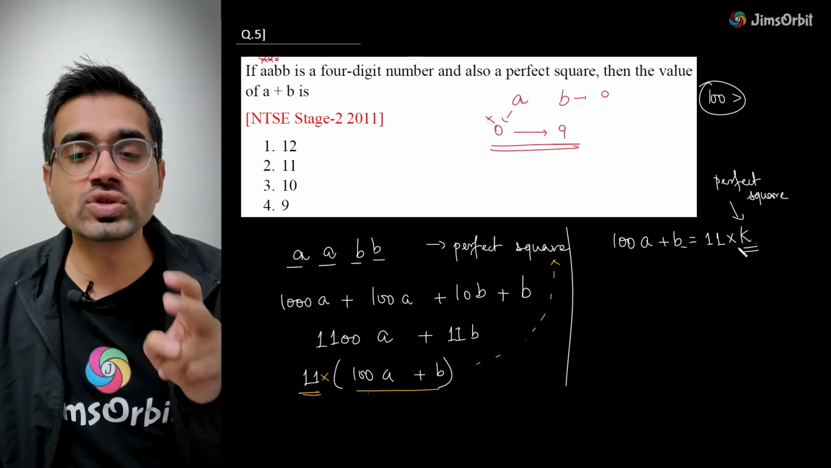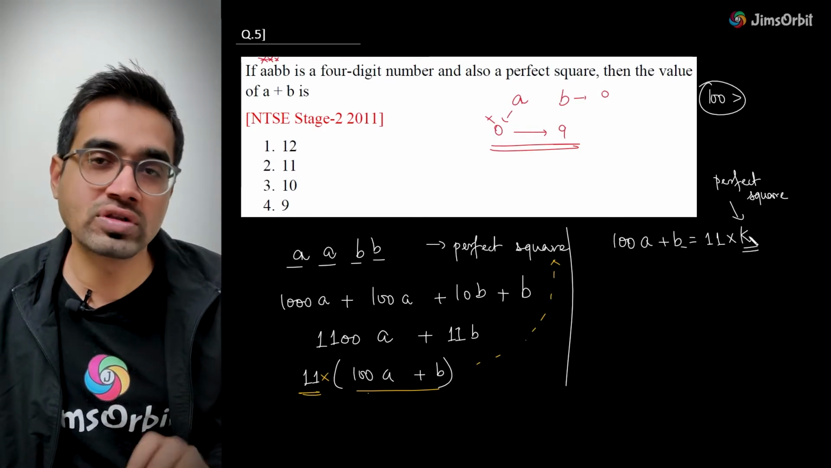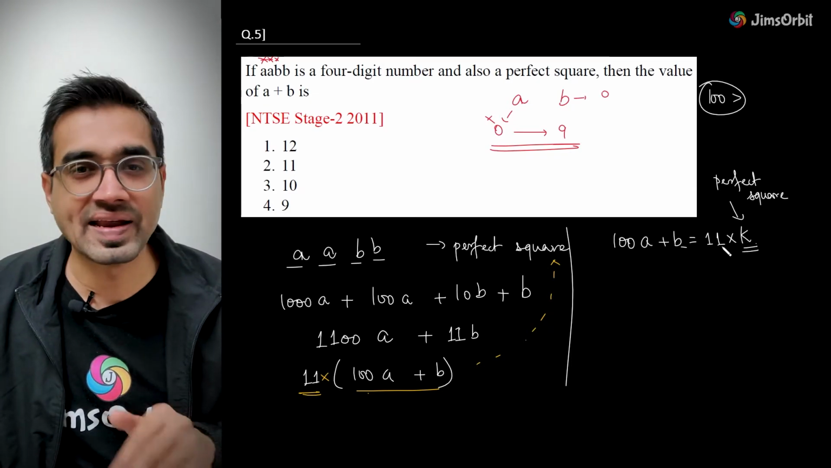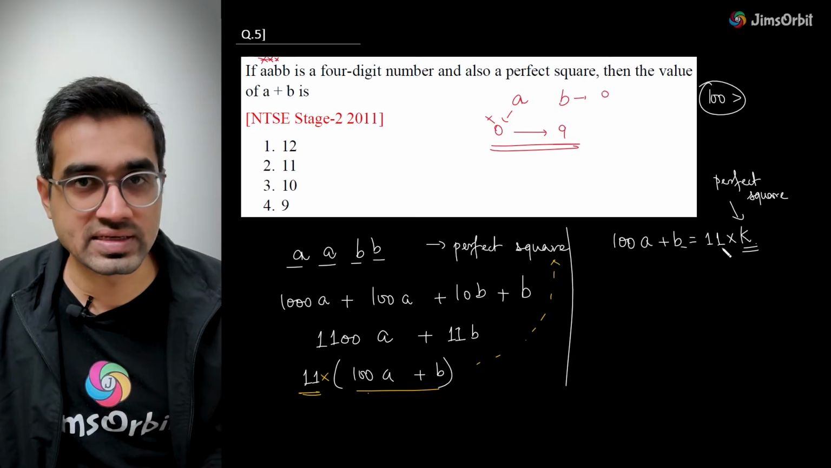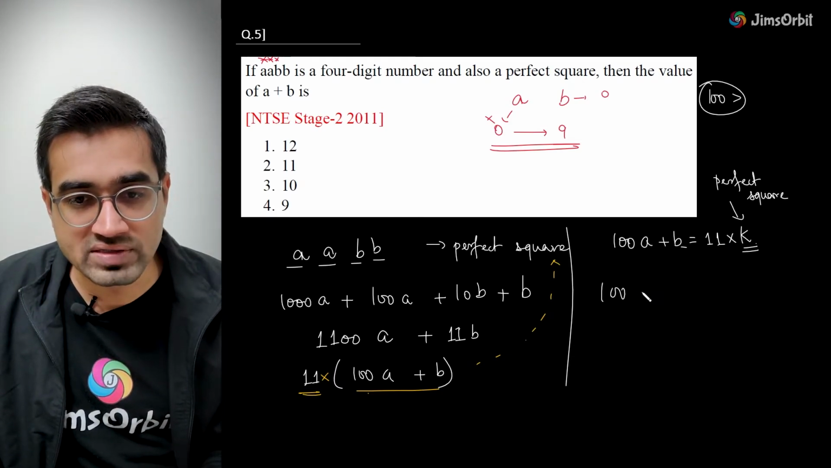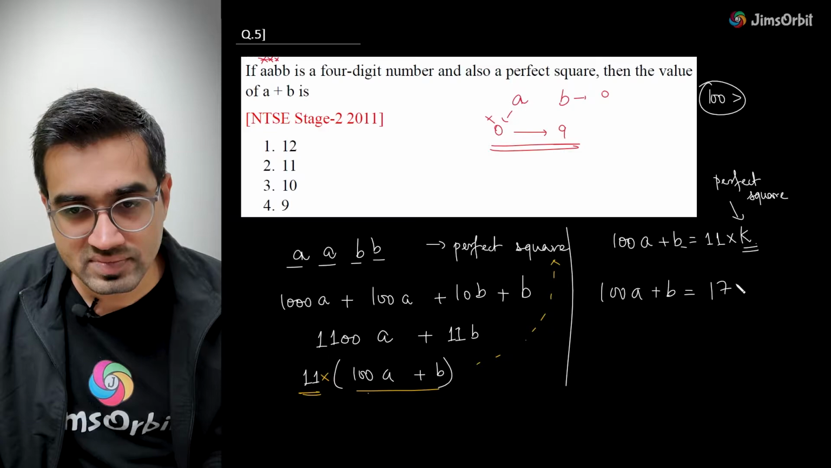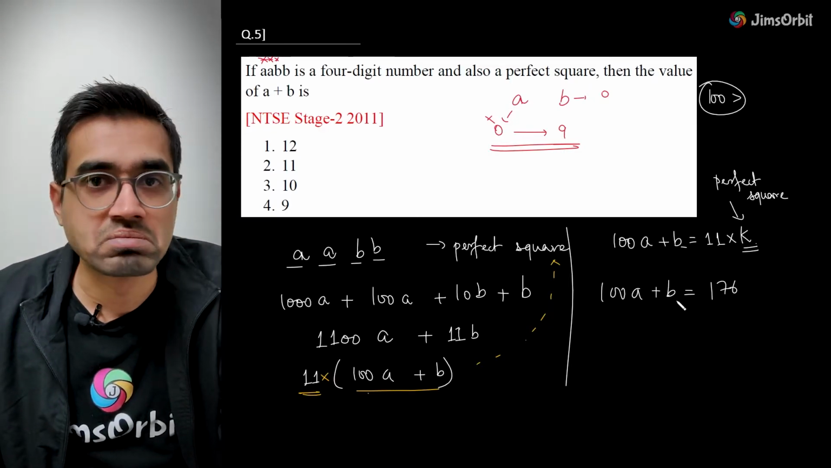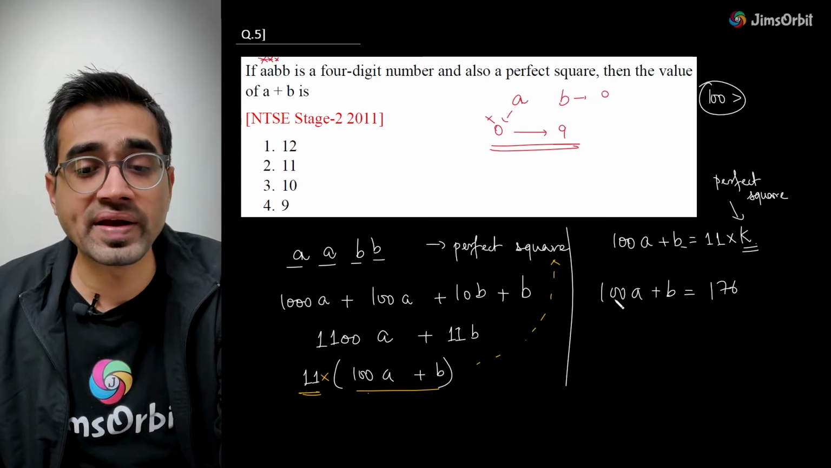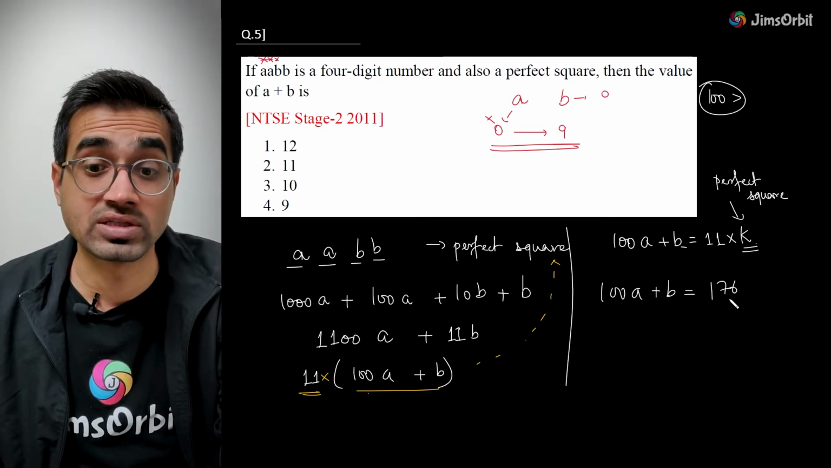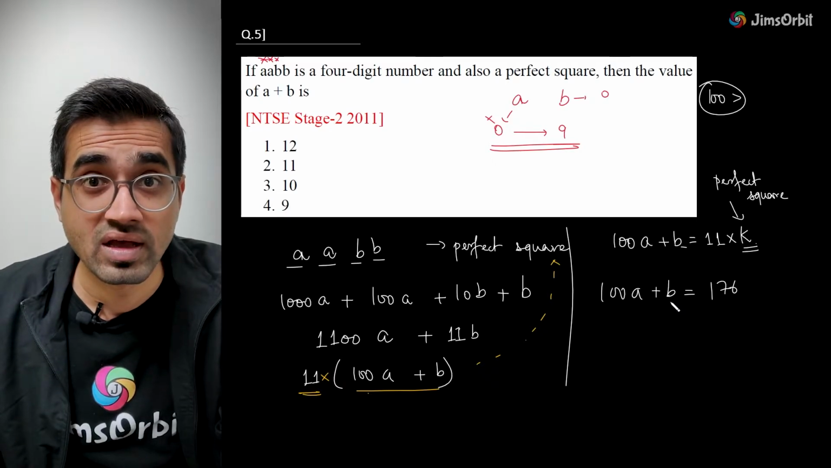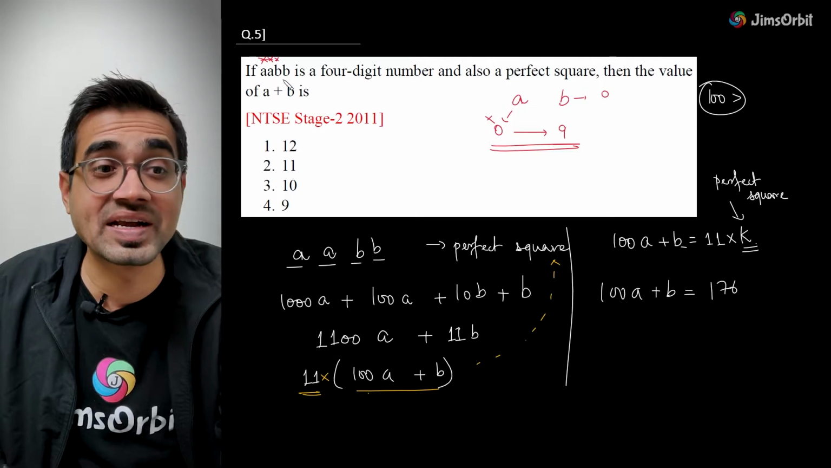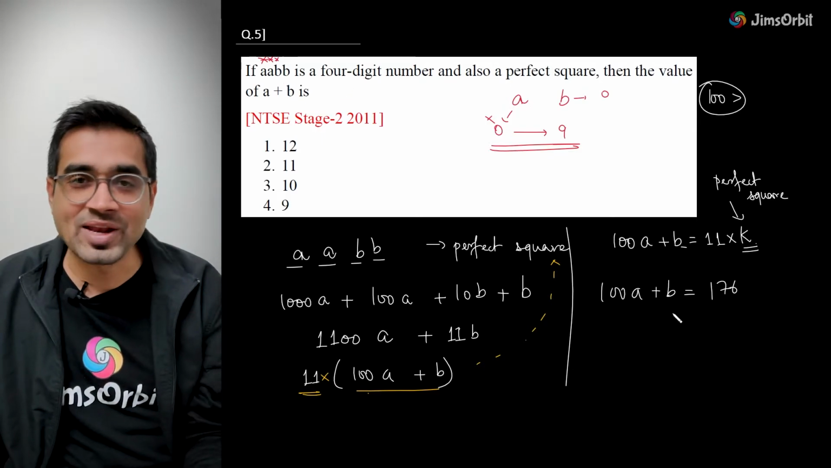Now think of 2 square is 4. So I know 4 is a perfect square. But 11 into 4 is just 44. Leave it. 9, 99. Leave it. 16, 176. Okay, let's check for 176. Can 100A plus B be equal to 176 for any A and B? I think no, because if you put A as 1, you get 100 plus something, which is going to be 176. So this should be like 76. How can a digit be 76? B is just a digit. It's just a digit. Correct? So this cannot be 76.